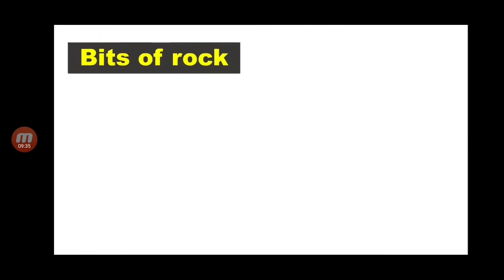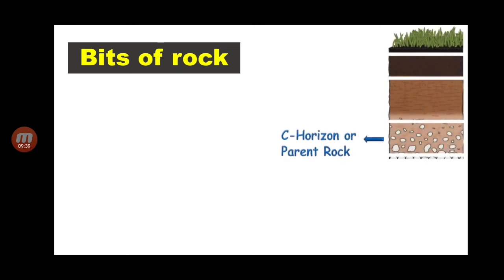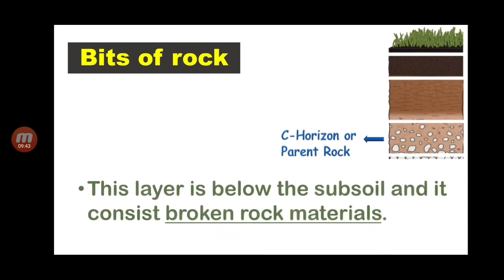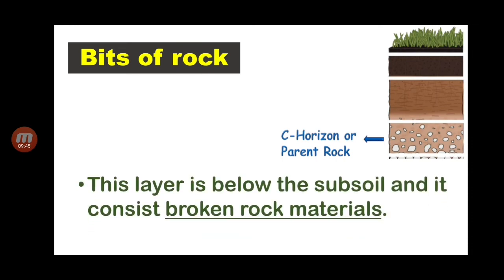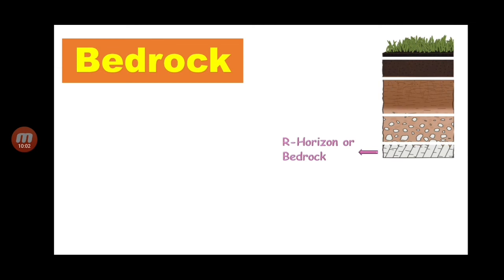Okay, now let us proceed. The bits of rock, or what we call the C horizon or the parent rock. This layer is below the subsoil and it consists of broken rock materials, right? That's why we call it bits of rock. And the next layer is the bedrock, or what we call the R horizon.